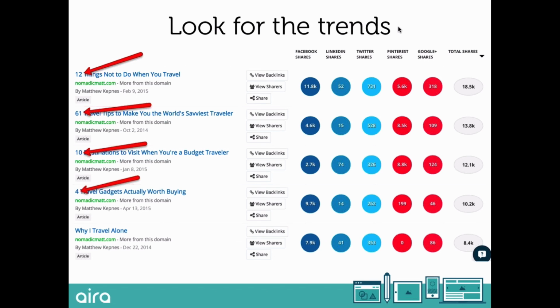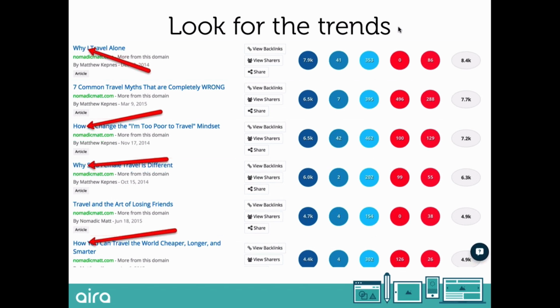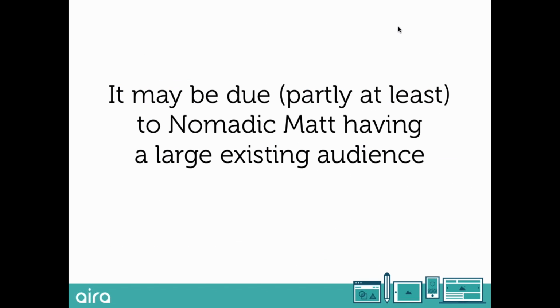They're lists of things. If I scroll a little bit further down, I can see words such as why, how, what, these kind of things. So either questions or kind of how-tos and that kind of stuff. So I can see really quickly there's a couple of trends here to show you what's working for him.